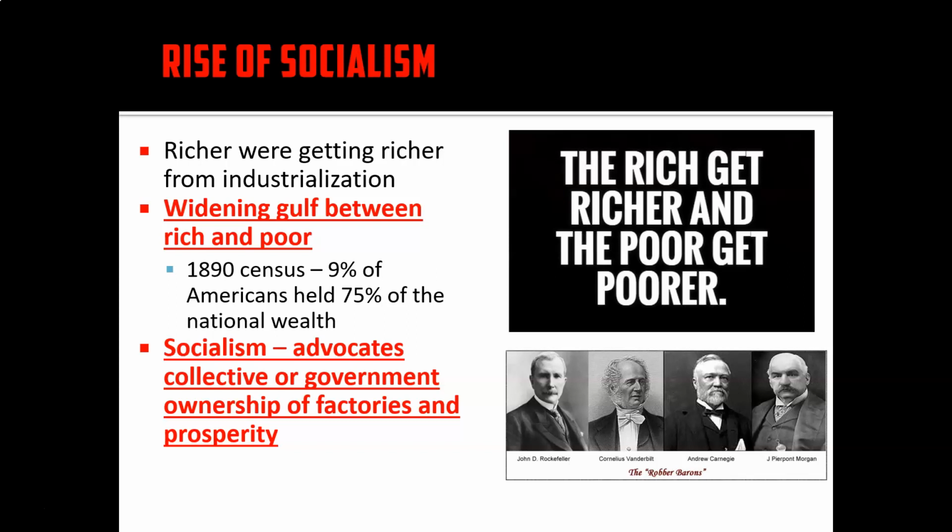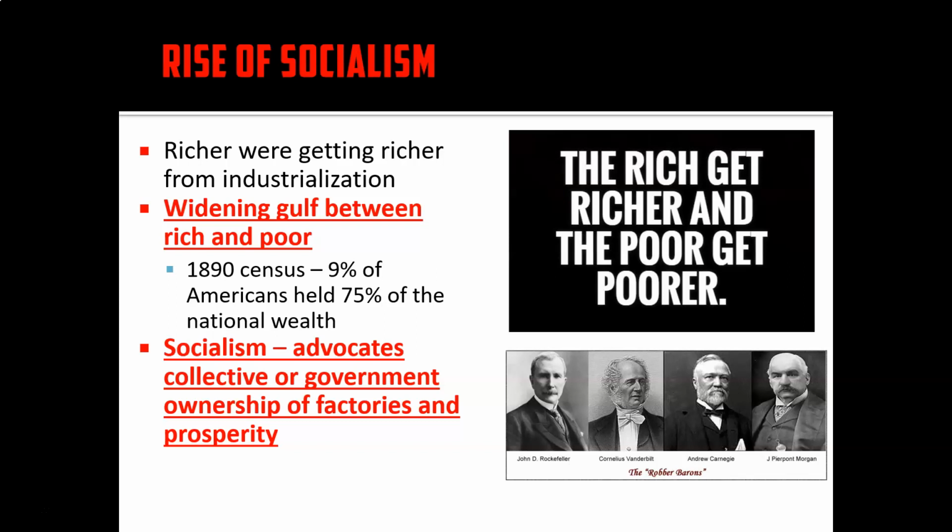To prove that, about 1890 they took a census, and 9% of Americans held 75% of the national wealth. That meant that for the other 91% of America, there was only 25% of the overall wealth available to them. That is a staggering statistic. As you've heard me say before, that is as staggering as they come.